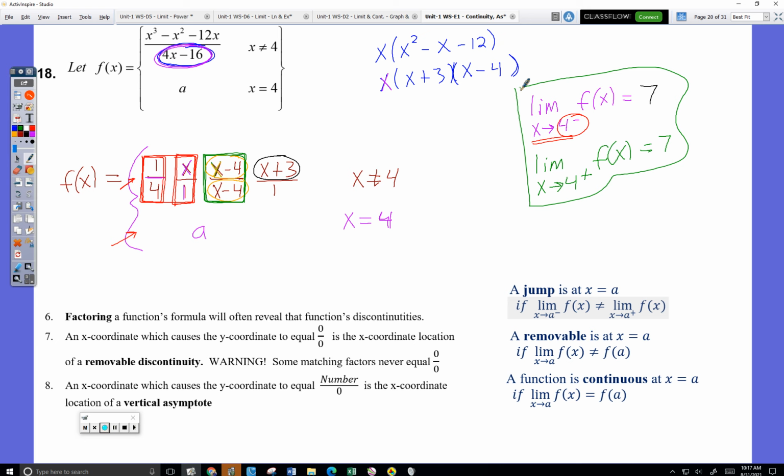So now we're exactly where Maddie said. We're looking to see if there's a removable. Well, we know that the overall limit as x approaches 4 is exactly 7. Fair? A removable occurs if the overall limit and the function's value are different.